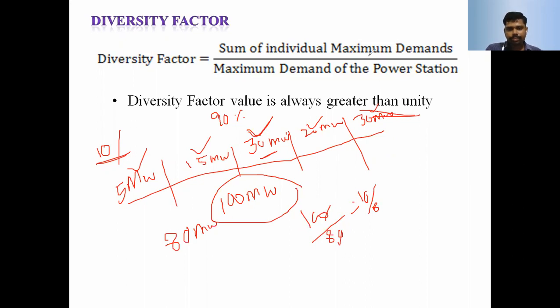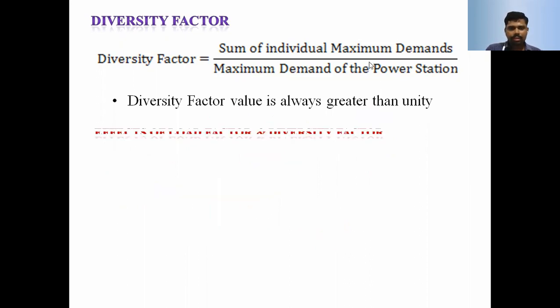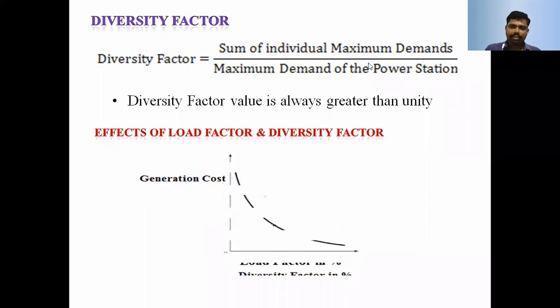And the next one is the effects of load factor and diversity factor on the cost of 1 kWh, the cost of power generation. These two parameters, load factor and diversity factor, play a vital role in fixing the per unit cost. This is an important parameter to fix the per unit cost of electrical energy. If the load factor and diversity factor are increased, the cost of energy is decreased.